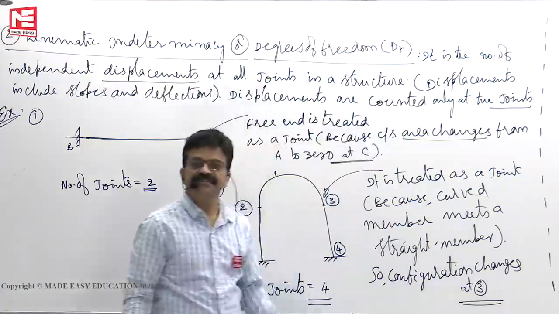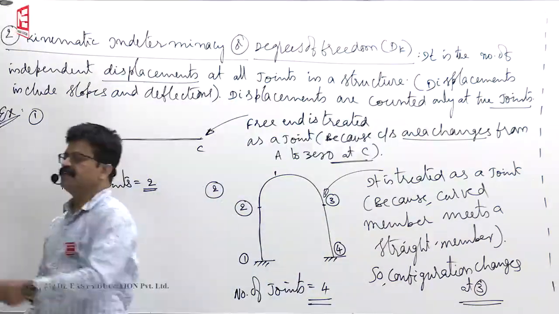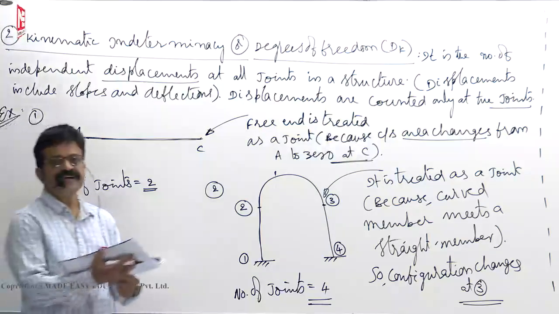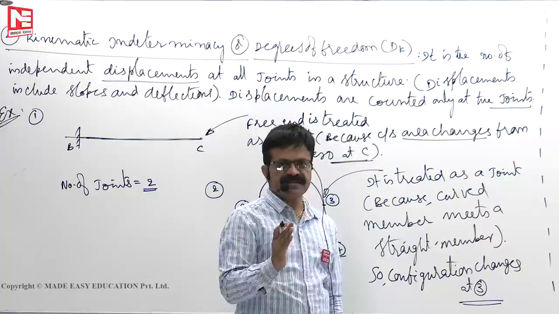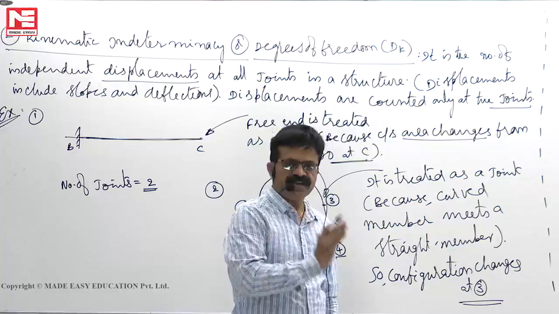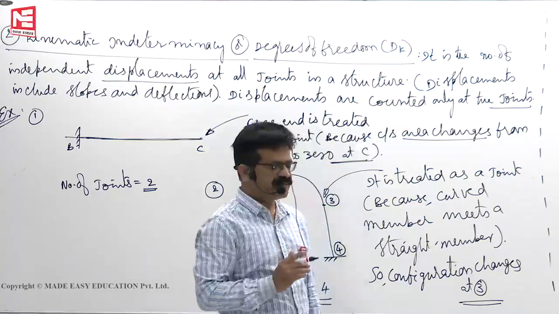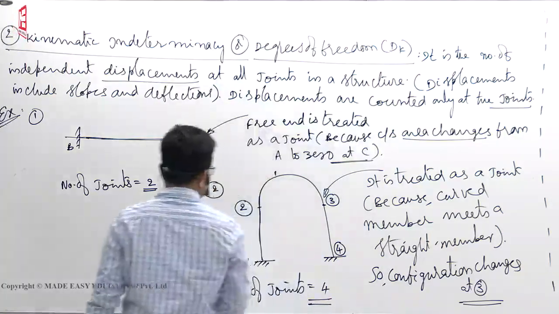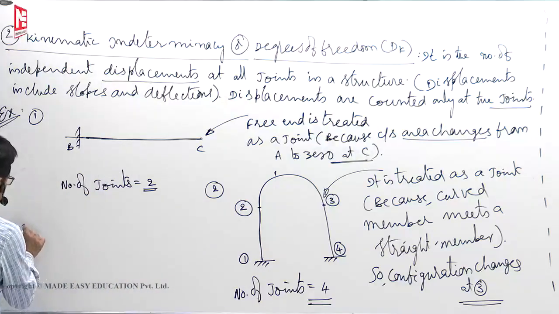Configuration changes at 3, so it is treated as a joint. So finally your conclusion is wherever material changes, cross section changes, configuration changes, it is treated as a joint. Supposing that third example I give you here.